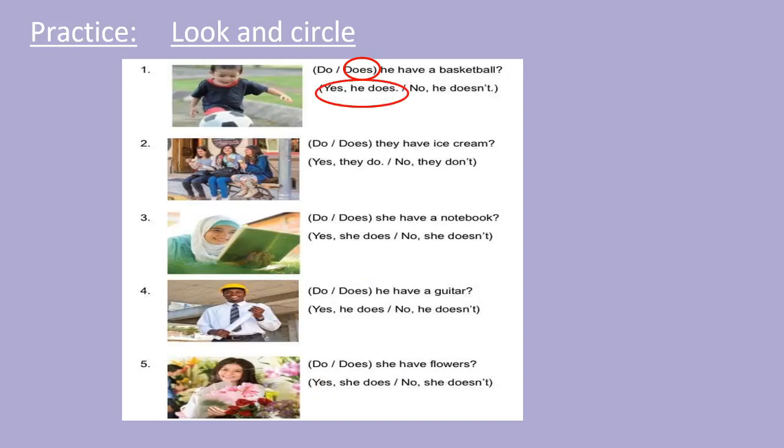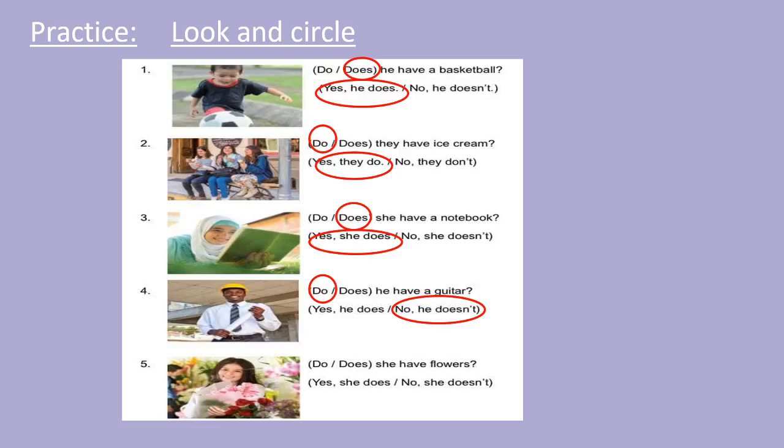Number 2, do or does, that we need to use with they. Good. We need to use do. Do they have ice cream? So the answer is yes, they do, right? Number 3, do or does she have a notebook? Good. The correct one is does. Does she have a notebook? So the answer is yes, she does. Number 4, do or does? Good. Does he have a guitar? No, he doesn't, right? Okay, number 5.